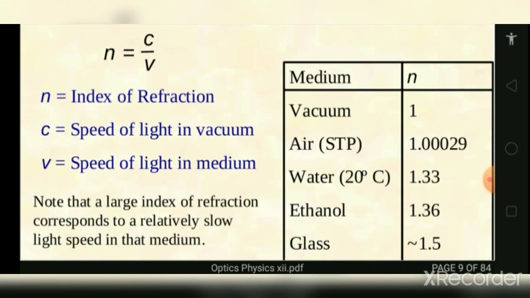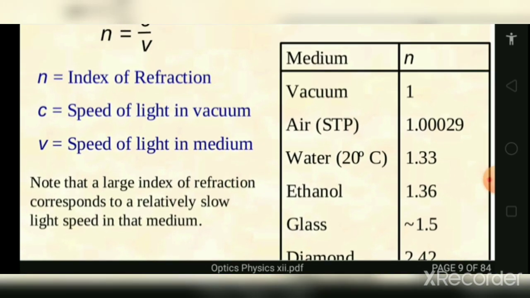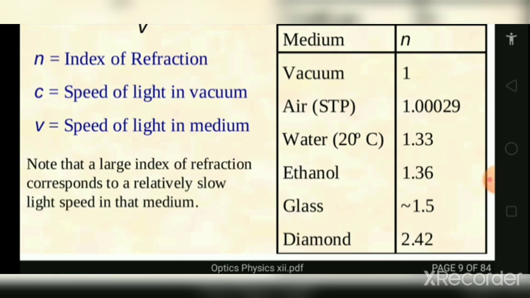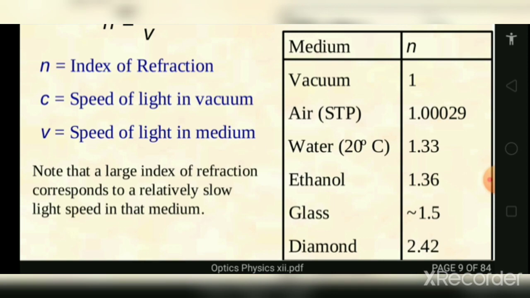You can even compare with respect to different media. See, for vacuum it's 1; air, water, ethylene, glass and diamond are given on the screen. Now the important thing is why and how the light changes its direction, that we will learn in this video.